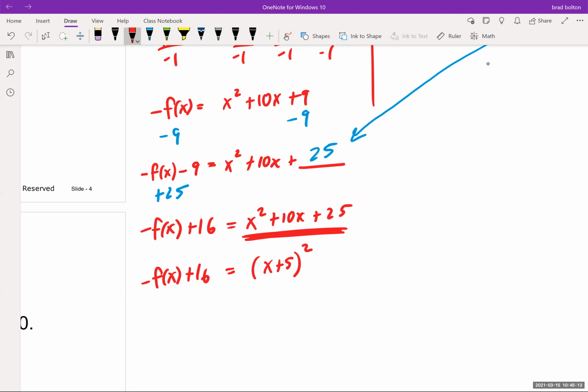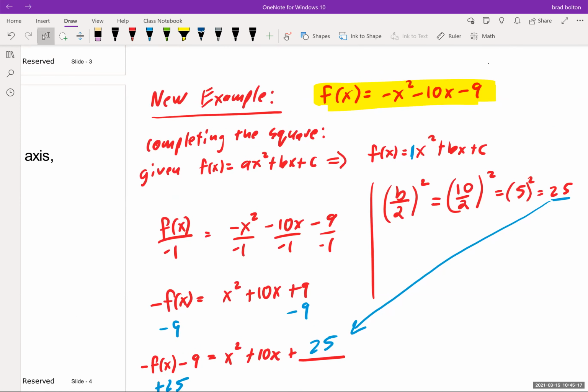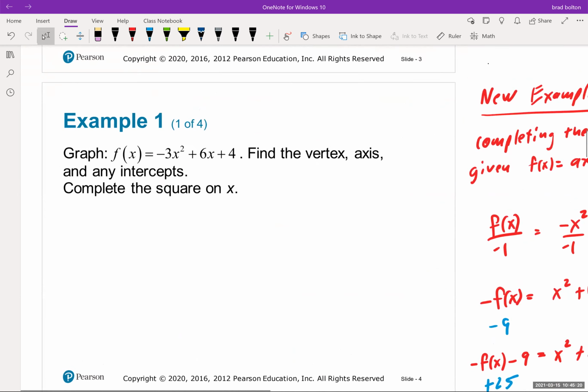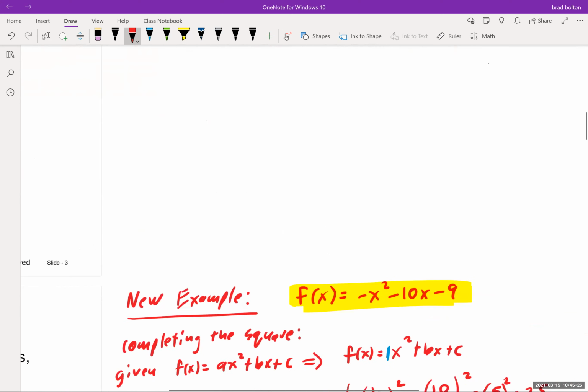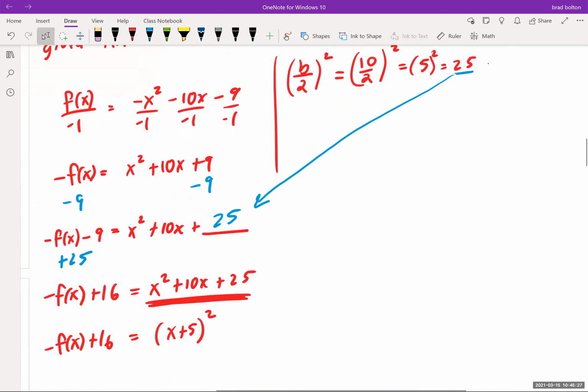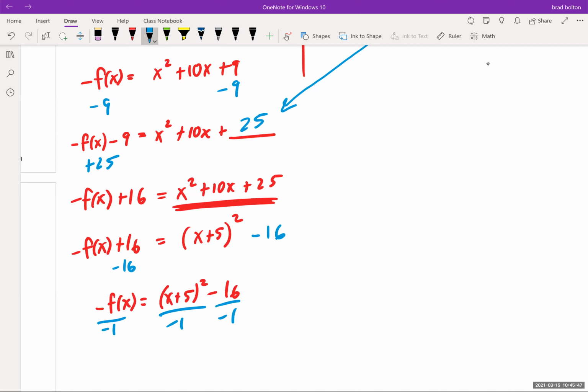Now I have to go back and turn it into, what was it? This form, right? I want the original, I want it to look like this, as plain old f of x. So I'm going to come over here. And what I'm going to do is start moving things back over and get f of x by itself. So now I'm going to minus the 16, minus the 16. So this will be negative f of x equals x plus 5 quantity squared minus 16. Then I'm going to divide by -1, divide by -1, divide by -1.